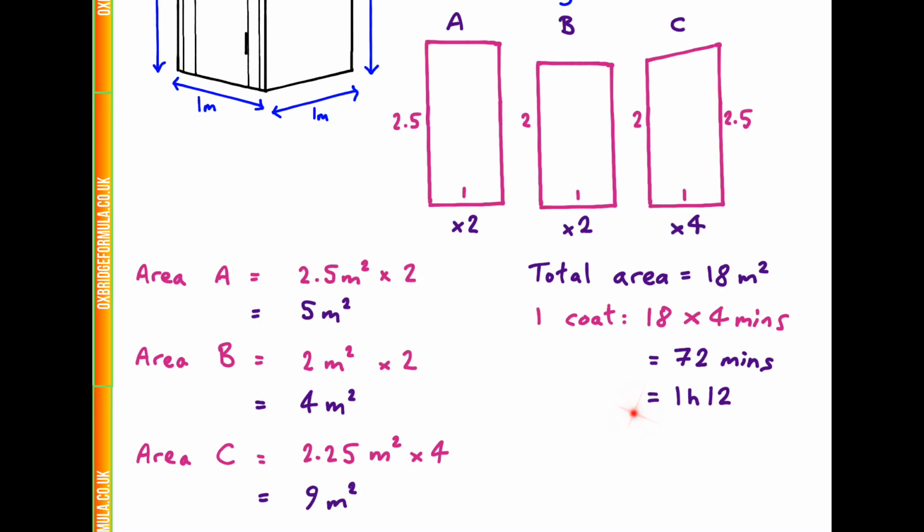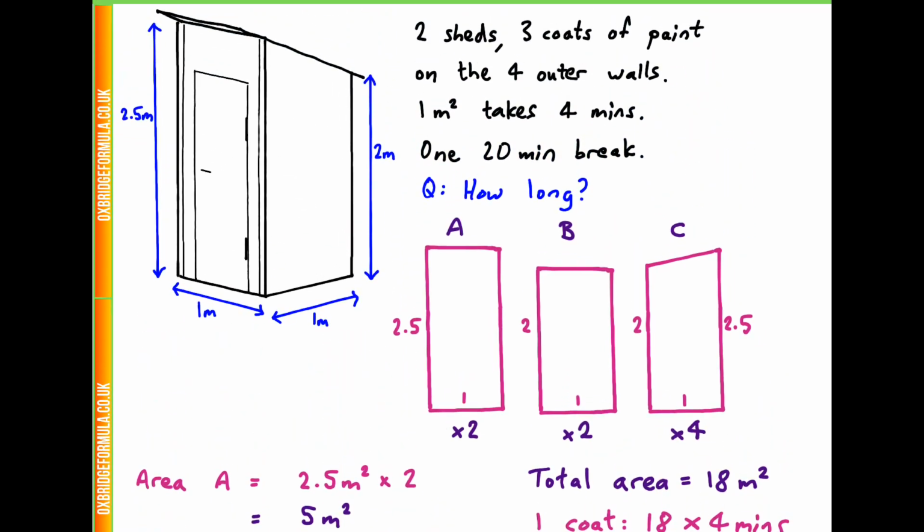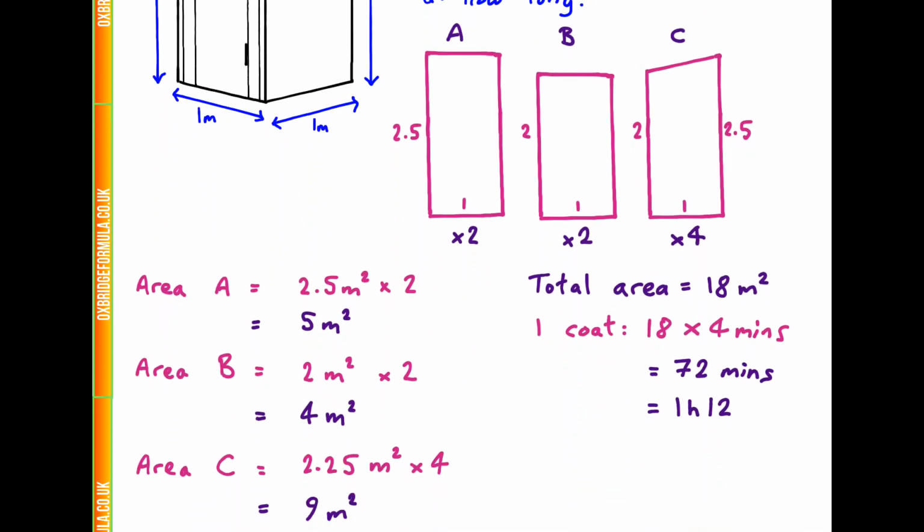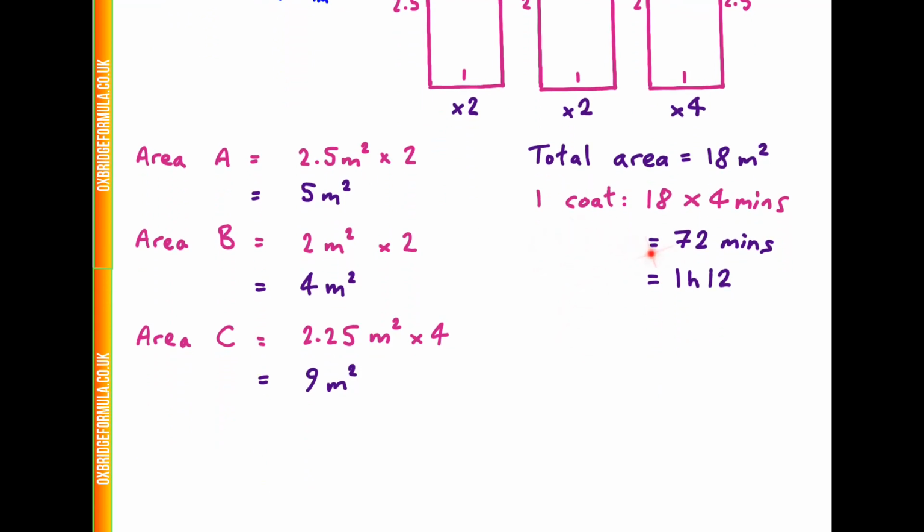Is that our answer? Well, I've somewhat given it away by saying that this is 1 coat, but we were told that this operation takes 3 coats of paint. Now we're not told anything about waiting for it to dry, so let's just assume we can continue immediately. If 1 coat of paint takes 1 hour and 12, then what about 3 coats? So 3 times 1 hour is 3 hours, 3 times 12 is 36 minutes. So 3 coats would take 3 hours and 36.